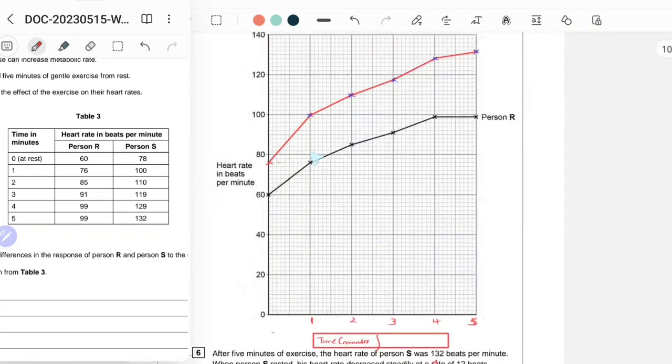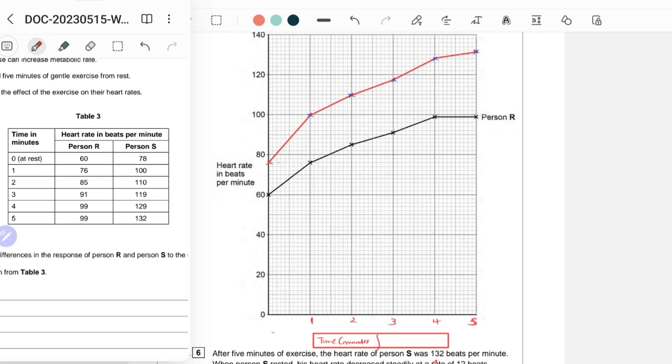So from here, 100. Can you see what I did? That way. Then if at 2 minutes his heart rate was 110, look at this, I'm going that way, 110. So that's what you're supposed to do to plot this whole graph. And afterwards, you're meant to draw the line graph, which I just did here. If you did all of these things, you would have your full mark, as it were.